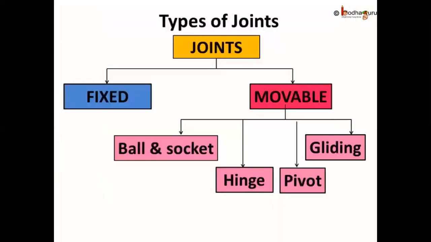See the types of joints: fixed and mobile. The mobile joints are the ball and socket joint, hinge joint, pivot joint, and gliding joint. Fixed joints are present in our skull portion. These are located in our skull part, and the remaining are all mobile joints.